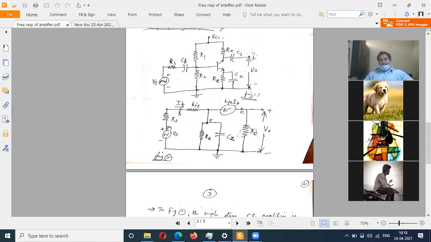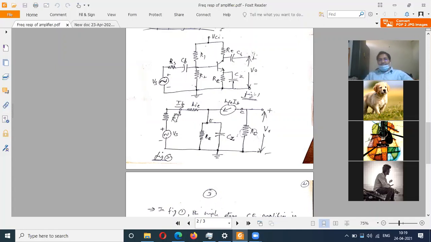So Vs is equal to IB RS plus IB hie plus what will be the current here? If this is IB, this is hfe IB, what will be the current here? Anybody answer? This is current entering this junction. IB plus hfe IB. Yes, the current in this path is actually IB plus hfe IB.